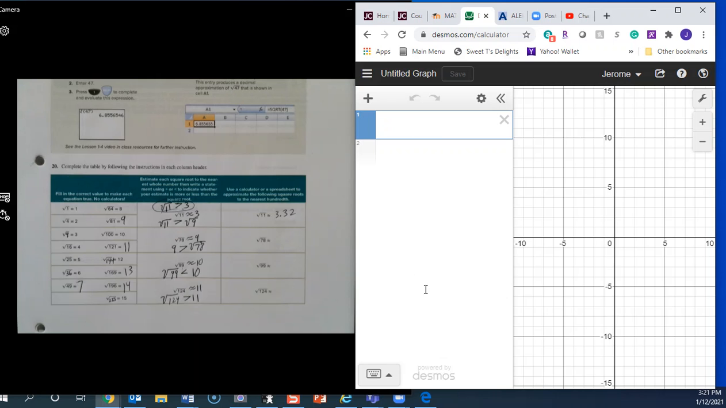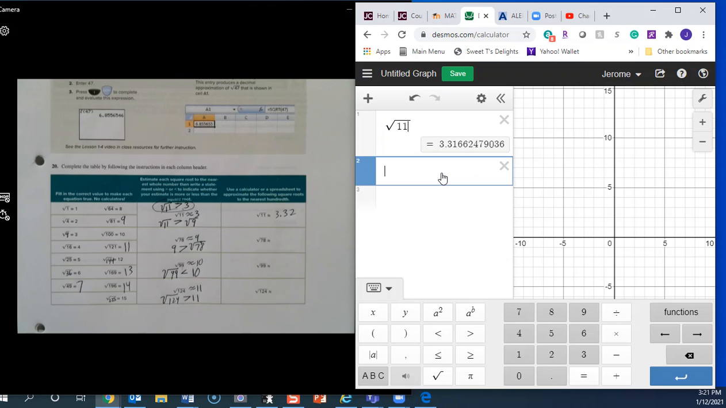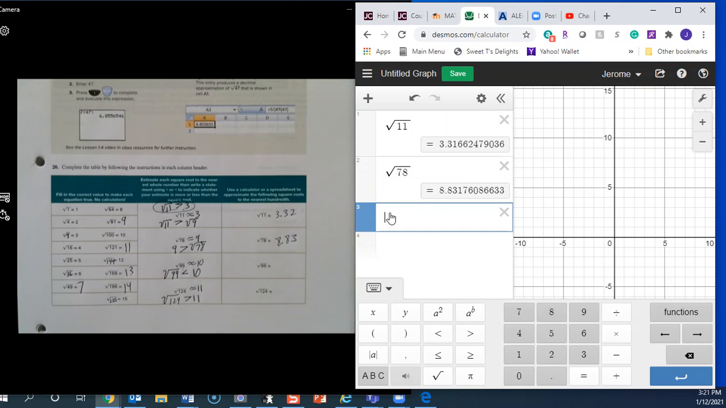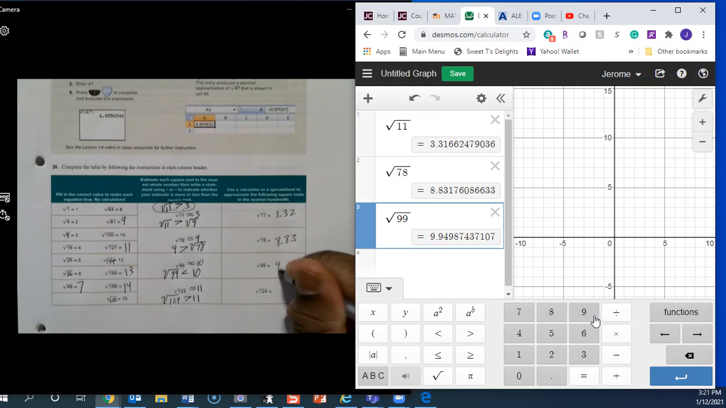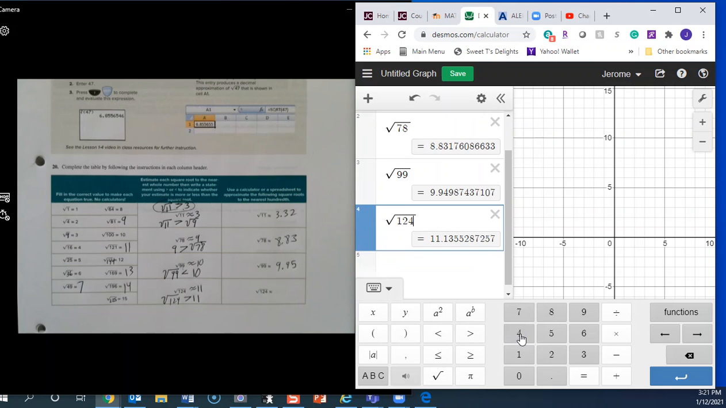Now, put in a Desmos. We could go here, square root symbol is here, and then type in 11. Gave us the same answer. Now we will hit the square root, go to 78, and that'll give us approximately 8.83 when we round. Then we'll go to square root of 99, be 9.95. And then the square root of 124, which would be 11.14.